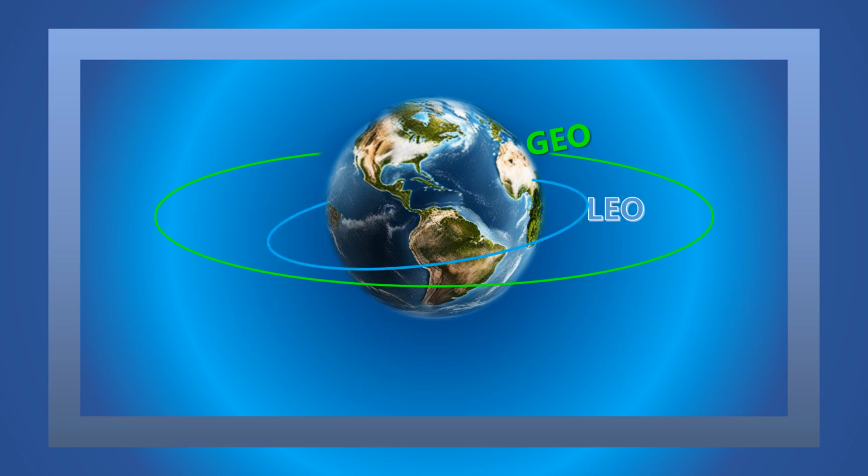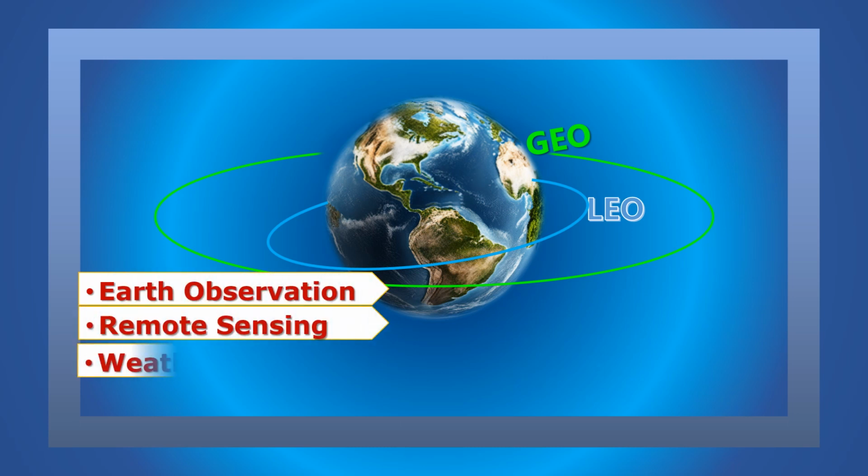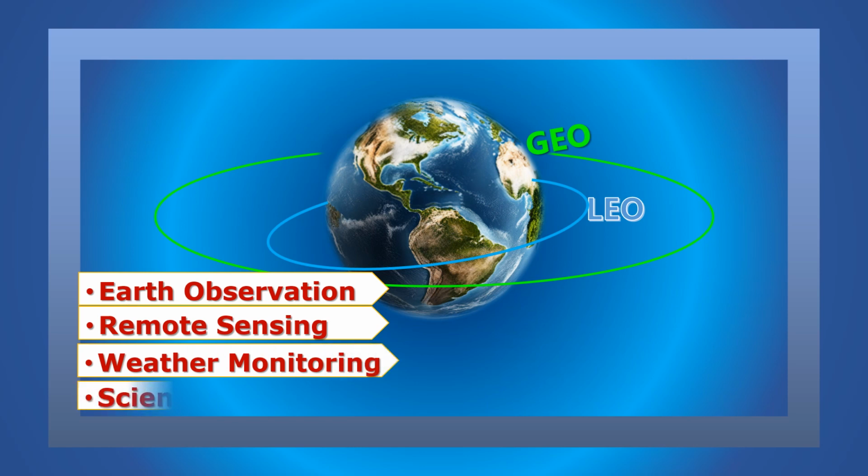They are used for a variety of purposes, including Earth observation, remote sensing, weather monitoring, and scientific research. LEO is also used for satellite constellations to provide global broadband internet coverage.